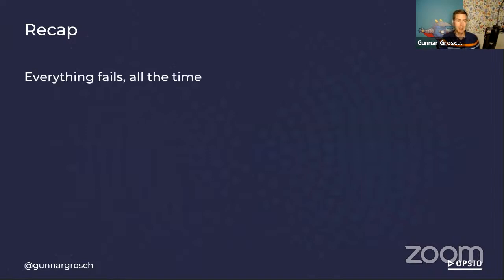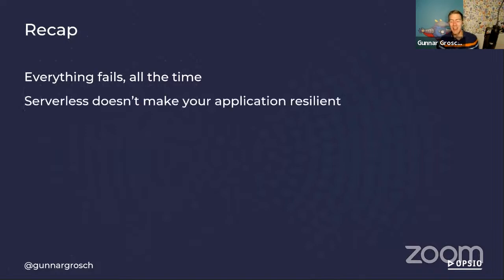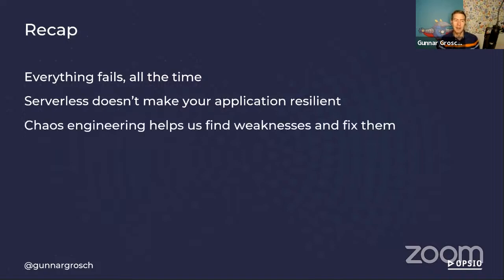So to recap this, I don't think I even said that, but everything fails all the time. This is a quote from Werner Vogels. Perhaps it shouldn't be in an Azure presentation, but everything does fail all the time. And I think we need to remember that serverless in itself doesn't make your application resilient. It's the way we build our serverless application, the way we use services together, the way we use different features for error handling, and so on. And chaos engineering is there to help us find weaknesses and fix those weaknesses.